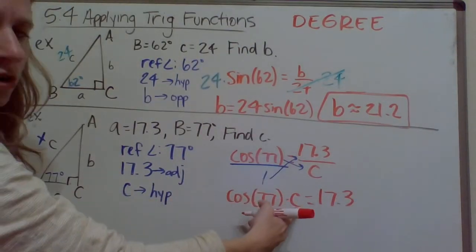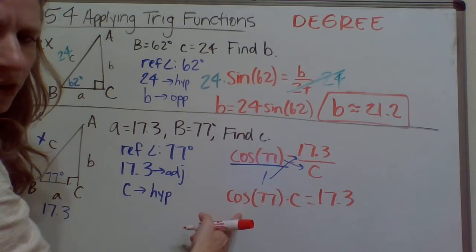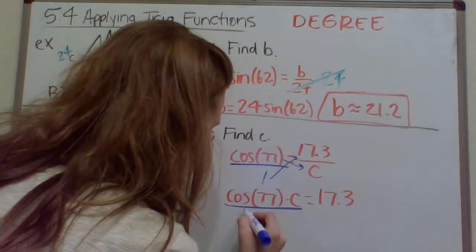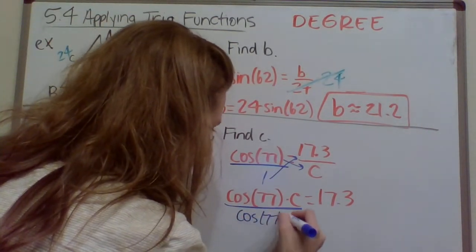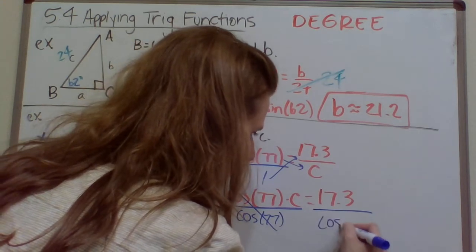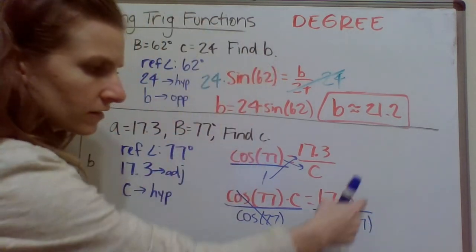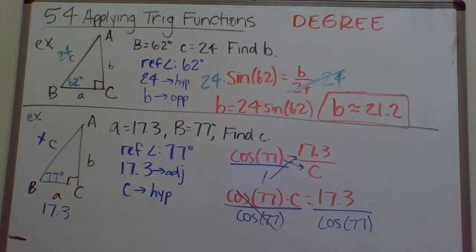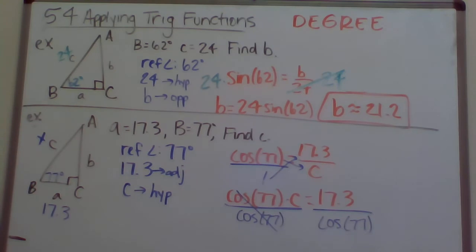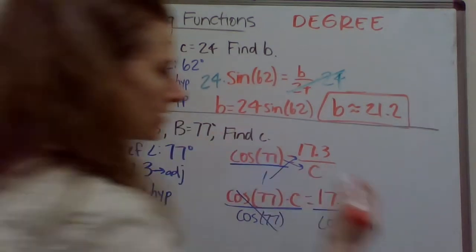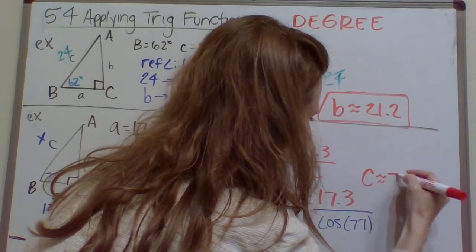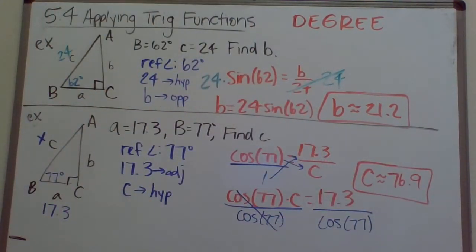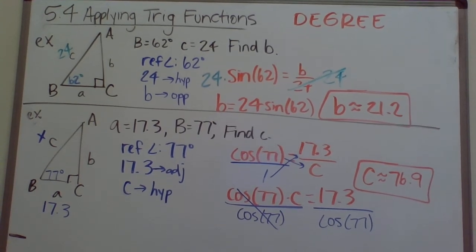And then to get C alone, right now it's being multiplied by the cosine of 77. So if I want to undo that, I'm going to divide both sides by the cosine of 77. And this is what you're going to plug into your calculator, 17.3 divided by the cosine of 77 degrees. And when you do that, you should get that C is approximately 76.9. So that's how you solve for missing sides in a triangle given some information.